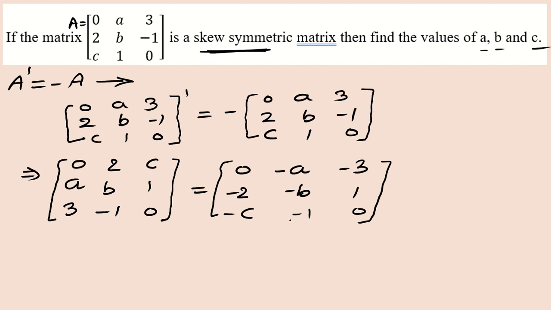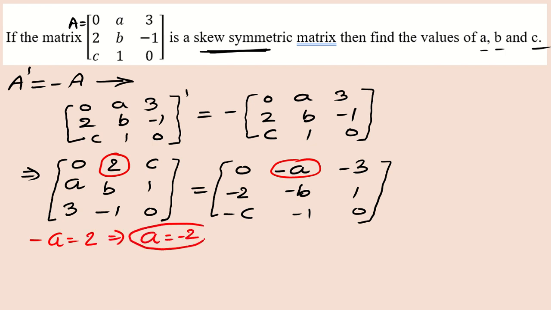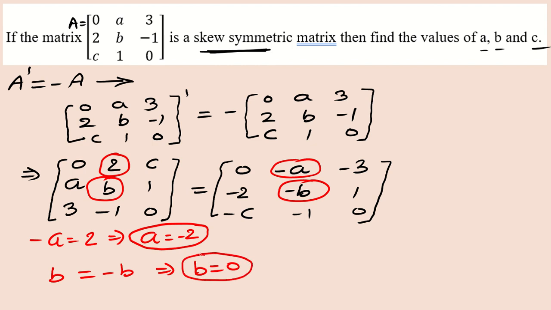And in my other videos, I told you that if two matrices are equal, then their corresponding elements will also be equal. So it means 2 must be equal to minus A. So minus A is equal to 2, which means A is equal to minus 2. This is the first answer. And then if you see B and B here, the second will be equal. So B is equal to minus B. When is it possible that a number is equal to the negative of itself? It is possible when the number is 0. So the value of B will be 0.